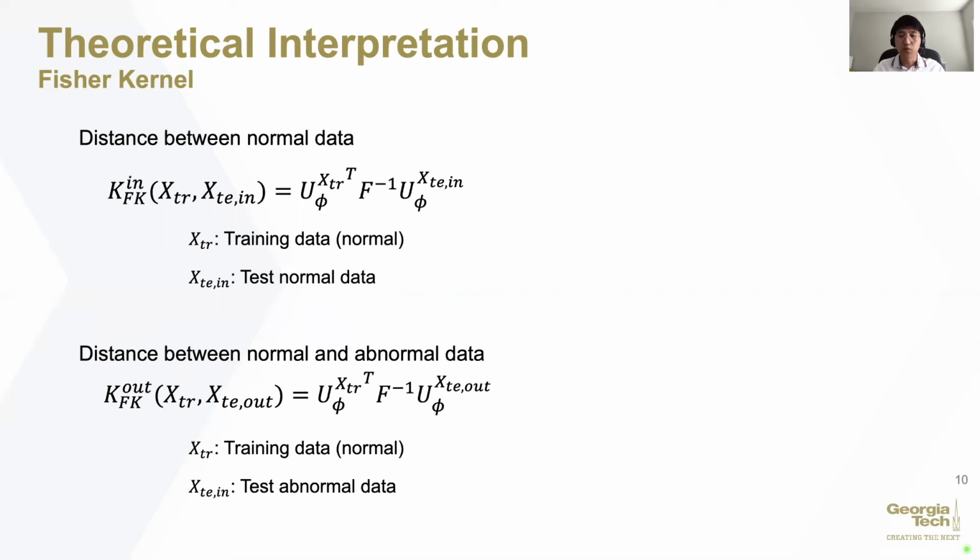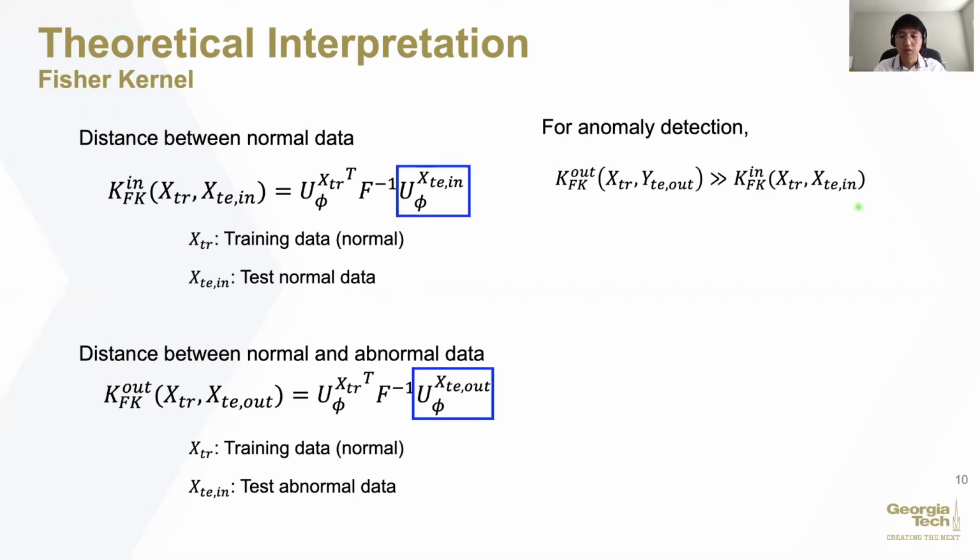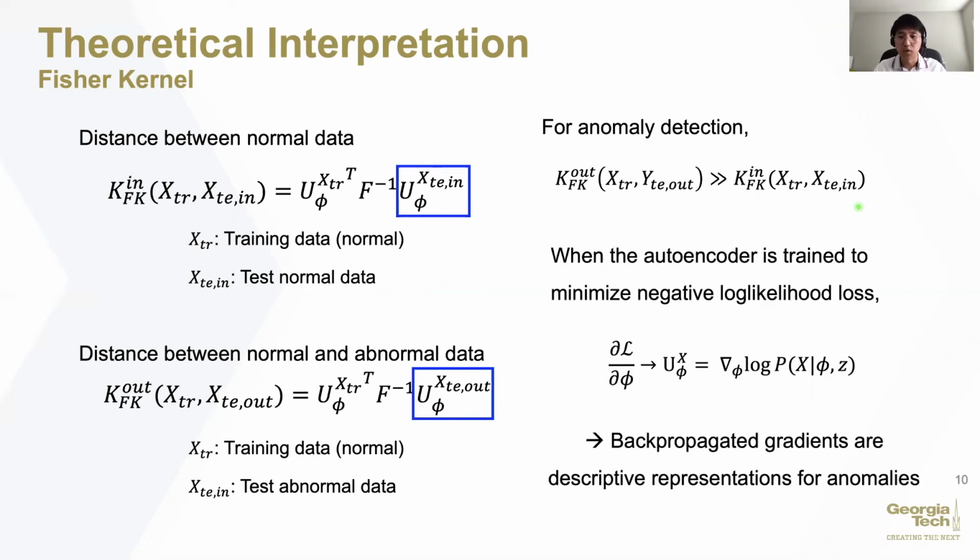We use the Fisher kernel to measure the distance between normal data and the distance between normal and abnormal data. For successful anomaly detection, we expect K out to be clearly distinguishable from K in. The difference between K out and K in is characterized by the last term, which is the Fisher score. We can estimate this Fisher score using backpropagated gradients, given that the autoencoder is trained to minimize the negative log likelihood loss. Therefore, we use backpropagated gradients to characterize the distance between normal data and query data to differentiate abnormality.